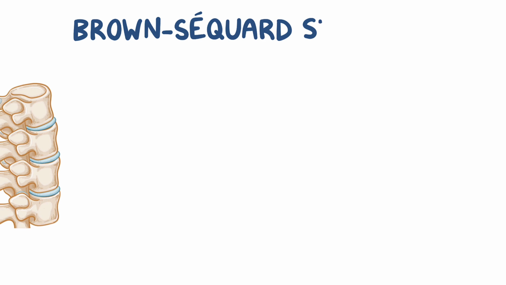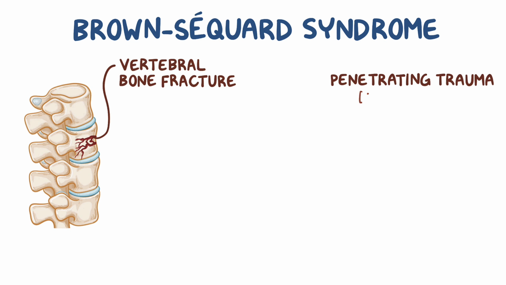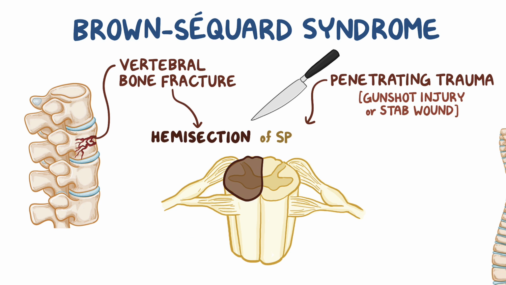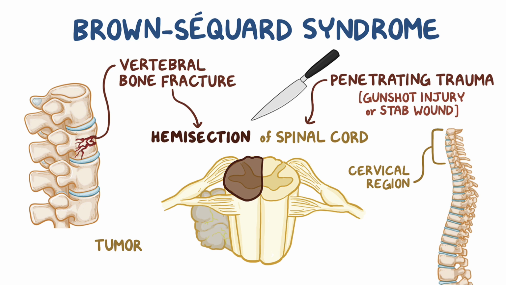In Brown-Séquard syndrome, a vertebral bone fracture or any kind of penetrating trauma like a gunshot injury or stab wound in the back can lead to the hemisection of the spinal cord, and this mostly happens in the neck or cervical region. Besides trauma, non-traumatic conditions like a spinal cord tumor might compress the spinal cord and lead to Brown-Séquard syndrome.